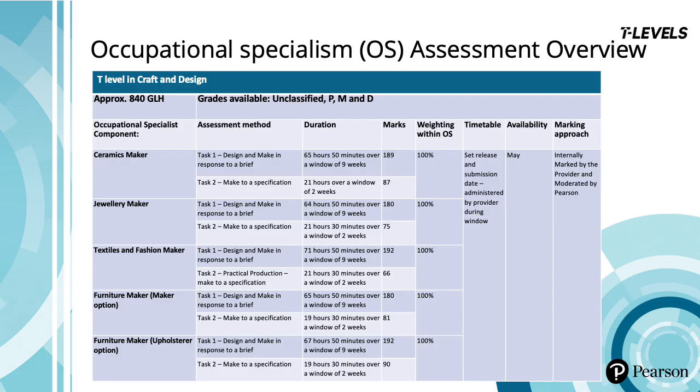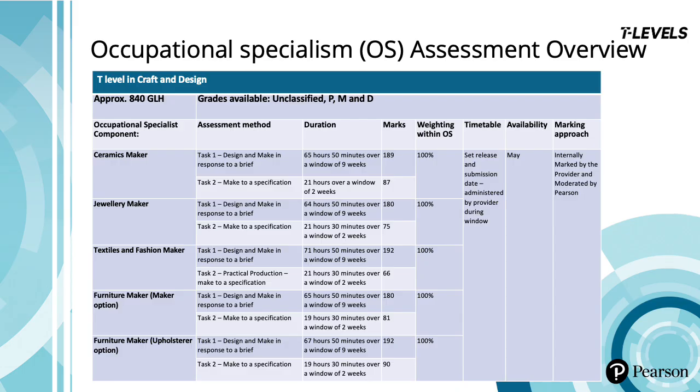Task 1 is design and make in response to a brief, and Task 2 is make to a specification. The briefs for each task are slightly different as they are specific to the specialism, but assess very similar performance outcomes in the same way across them. Likewise, the timings for each task are similar, with some variation based on the technical differences between specialisms, for example firing and drying times in ceramics. We'll look at the assessments for each of the occupational specialisms in more detail in just a moment.